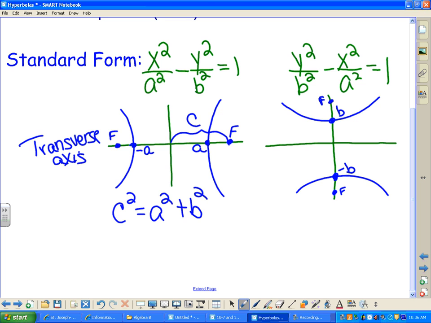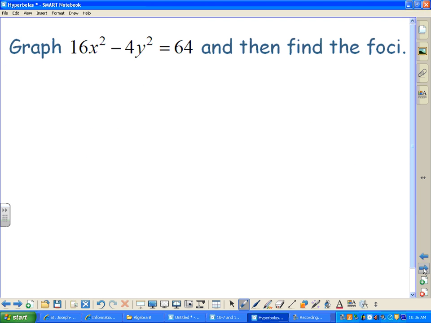So let's just take a look at this. It says to graph this equation and then find the foci. This should look pretty familiar to you, doesn't it? Yeah, because it's just like what? Wasn't it one of the warm-ups? The warm-up, it was, instead of minus, it was plus. Okay? But since it's minus, you know it's going to be a hyperbola. What do you think you're going to want to do first in order to graph this?